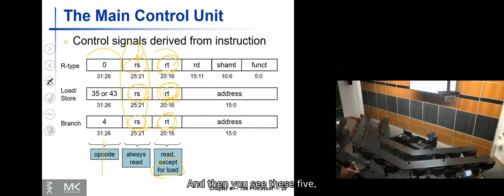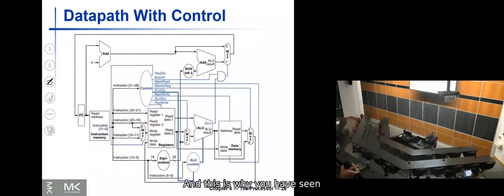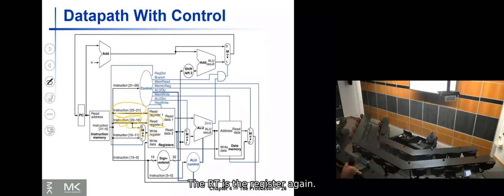So you see these 5 bits are very regular again, and the first one is always read. This is why you have seen the first 5 bits always go here for the read register. But the second read register is not always used. For the load, this part should also go for the write register. The RT is the R register.